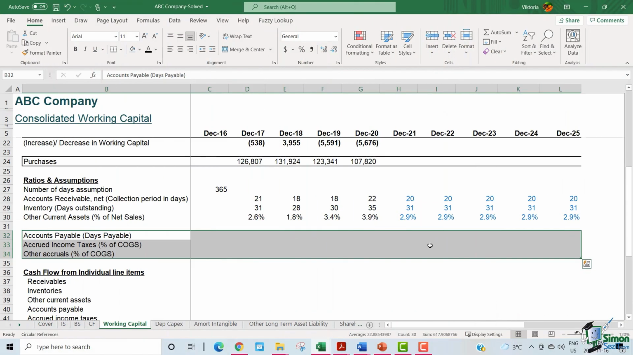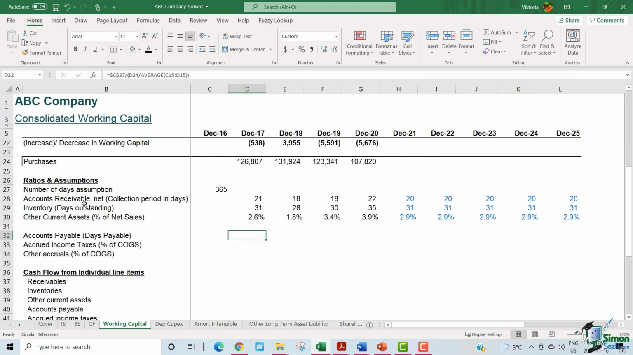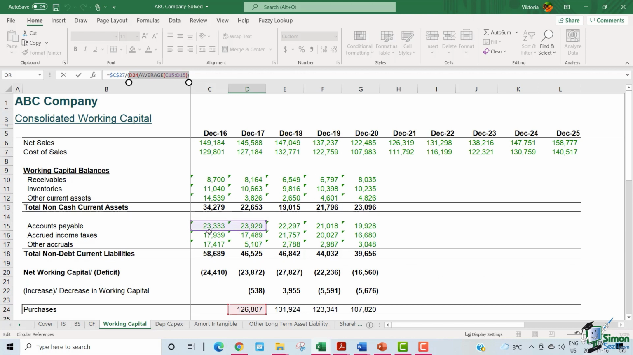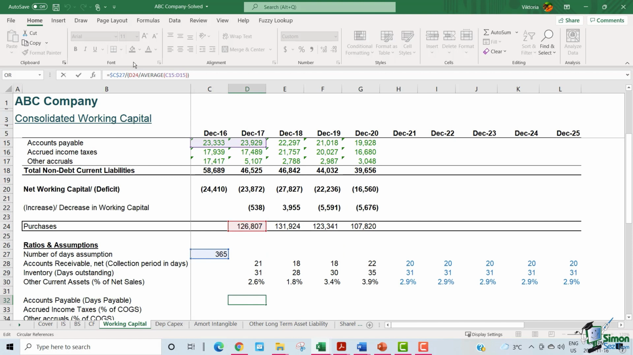Let's now fill this section for non-debt current liabilities. The accounts payable days payable formula is very similar to the accounts receivable collection period and the inventory days outstanding formula we have discussed previously. For accounts payable, we will use the purchases that we calculated to arrive at the days payable. So we use the purchases in 2017. We divide it by the average of our accounts payable in 16 and 17. And then we will divide 365 by this number we calculate.